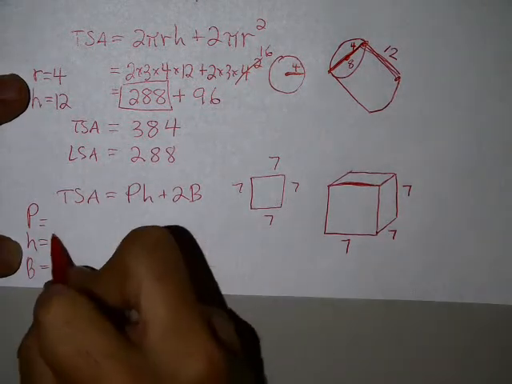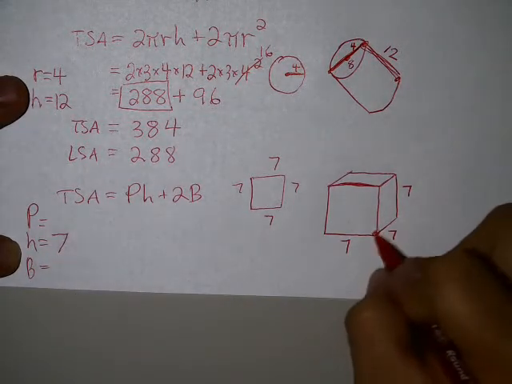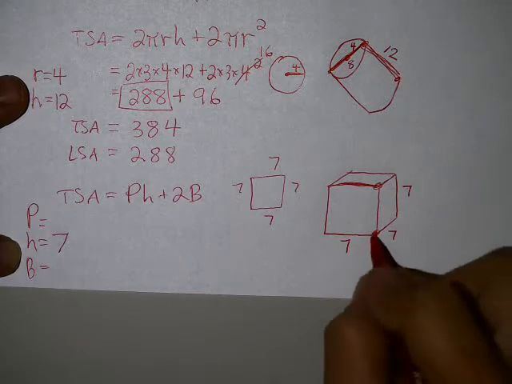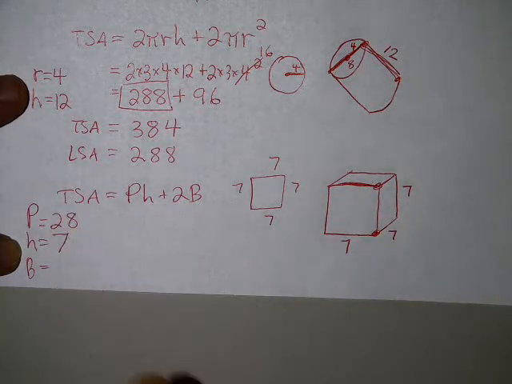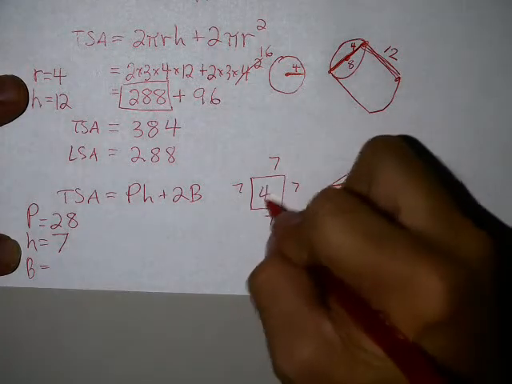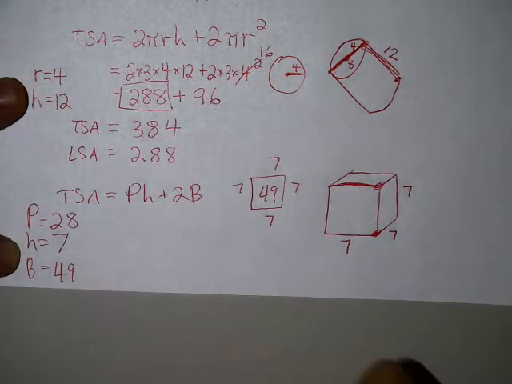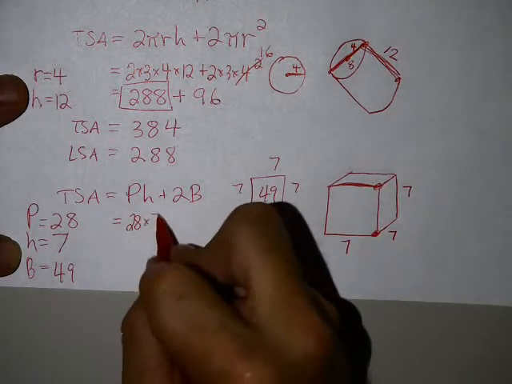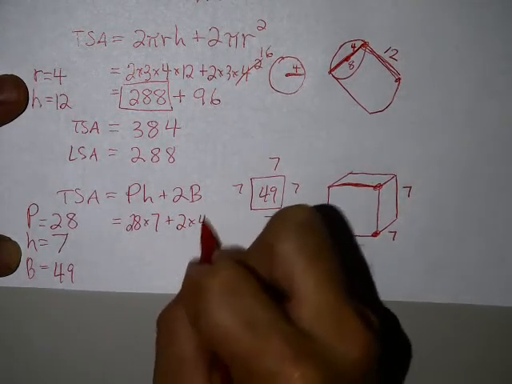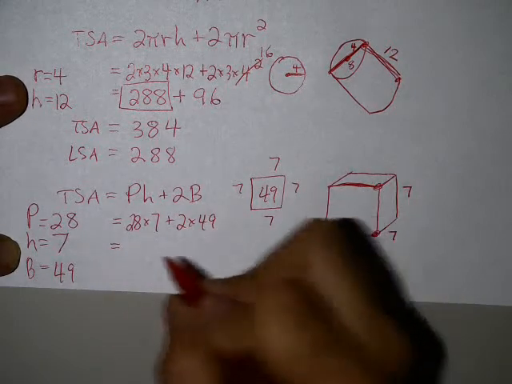The first one I can find really quick. It's the 7 for the height, right there, point to point is 7. The perimeter of this square all the way around is 28. The area of it is 49, 7 times 7. Once I'm done with that, I just fill in the work. 28 times 7 plus 2 times 49.